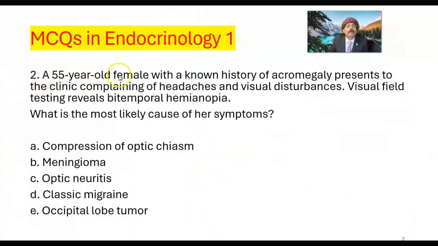A 55-year-old female with a known history of acromegaly presents to the clinic complaining of headaches and visual disturbances. Visual field testing reveals bitemporal hemianopia. What is the most likely cause of her symptoms? A. Compression of the optic chiasm, B. Meningioma, C. Optic neuritis, D. Classic migraine, E.